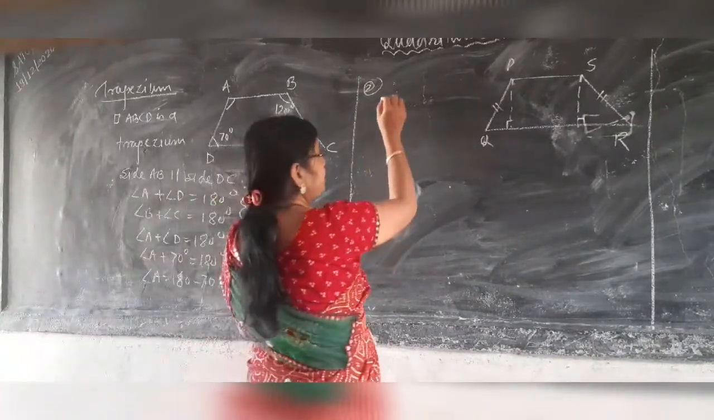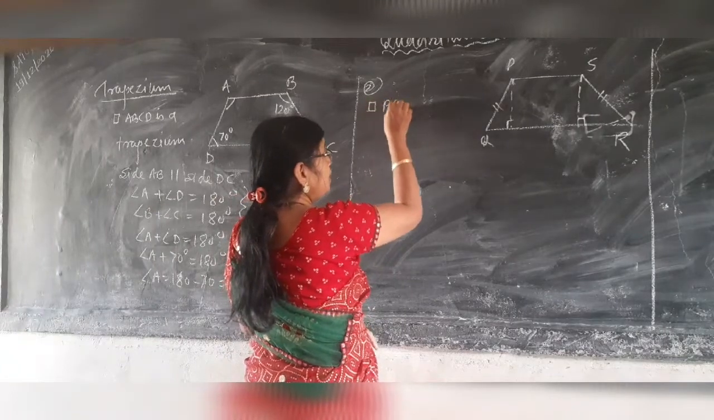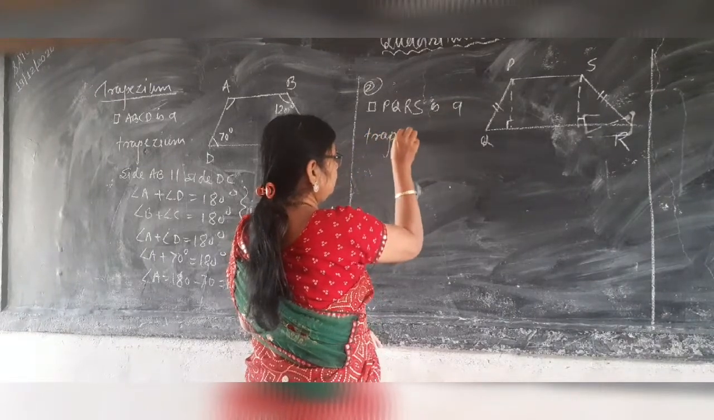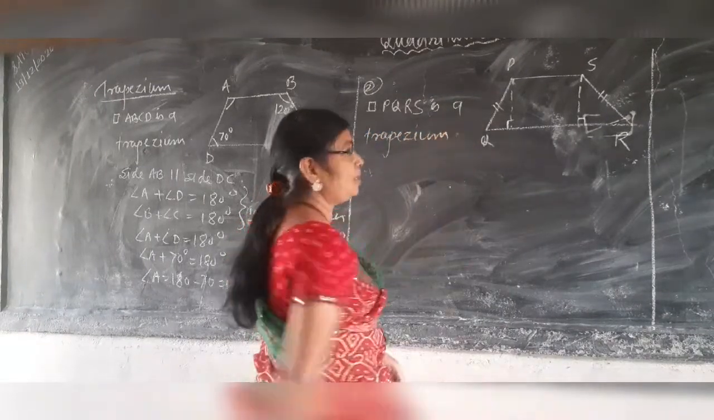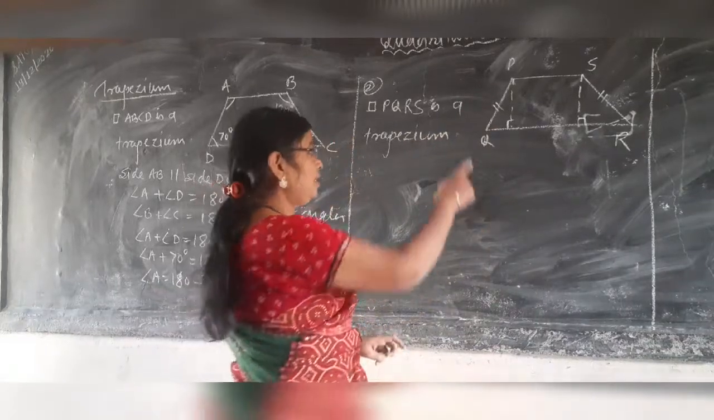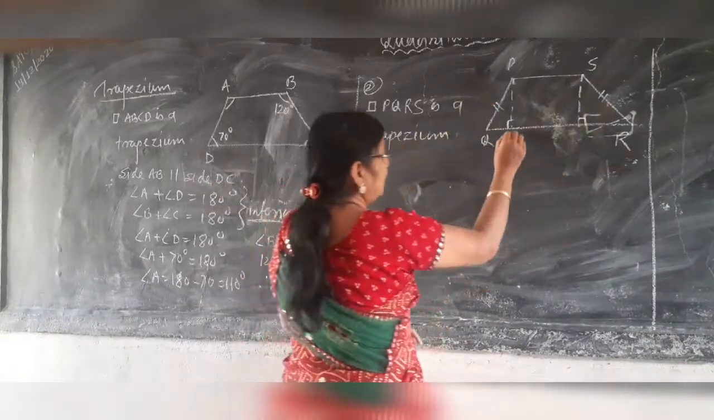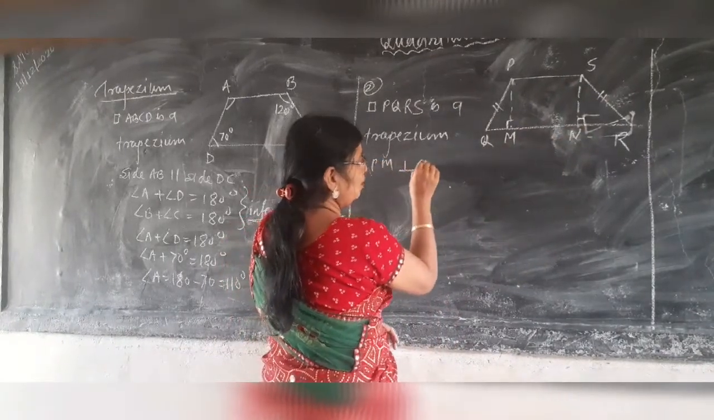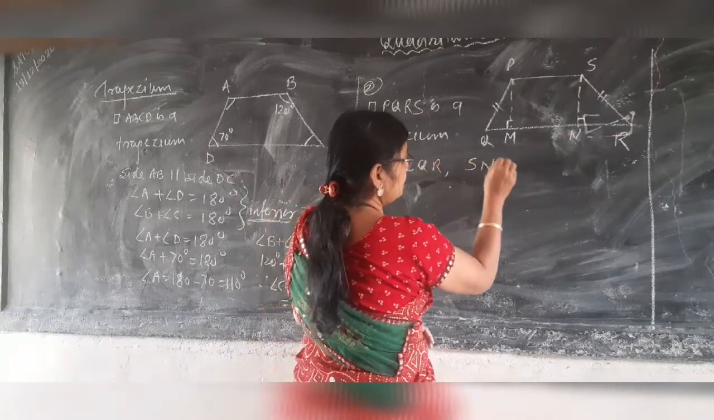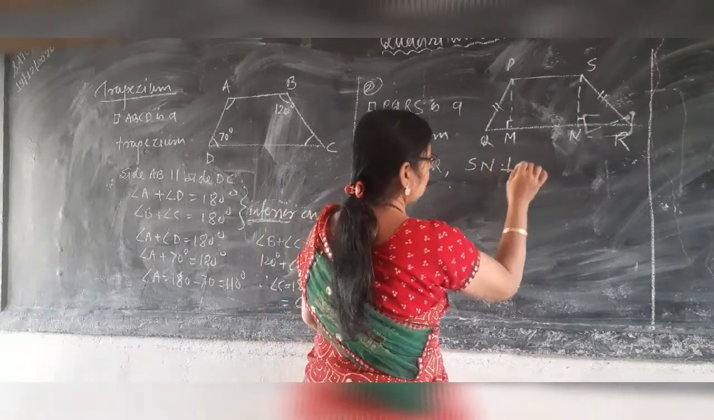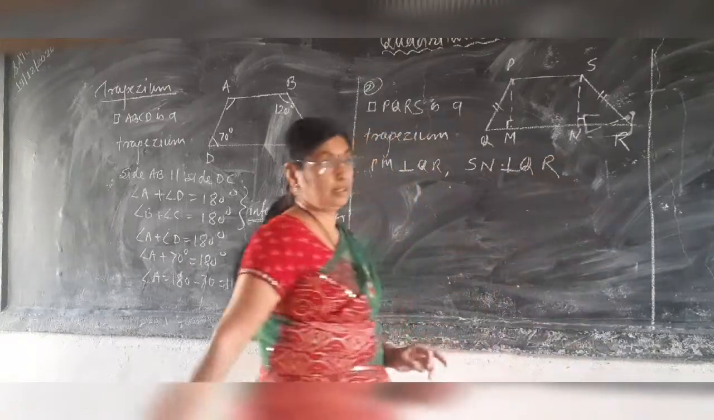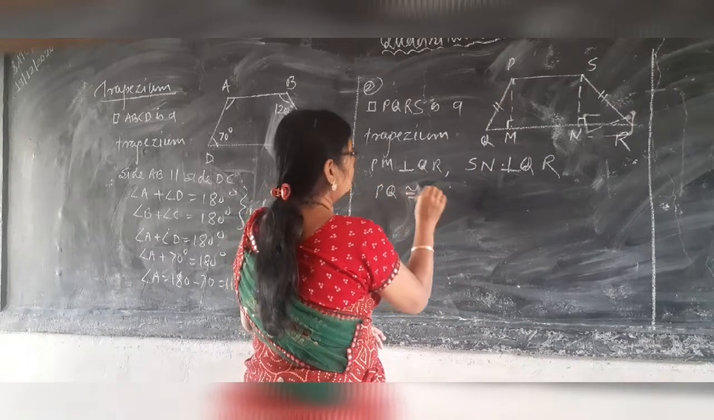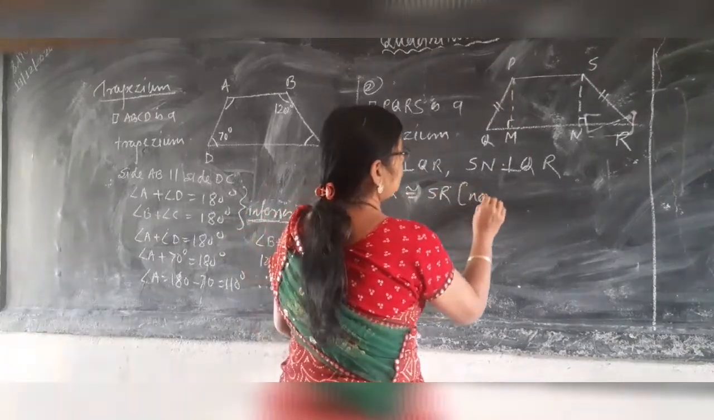Now the second property. Quadrilateral PQRS is a trapezium. PM is perpendicular to QR and SN is perpendicular to QR. It is given. And again what is given? PQ is congruent to SR. These are which types of sides?